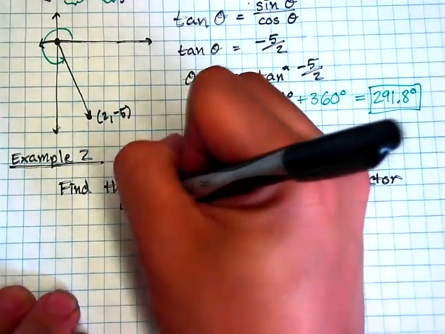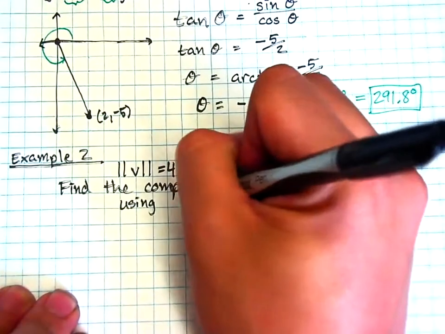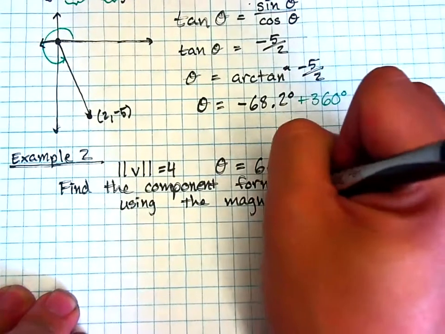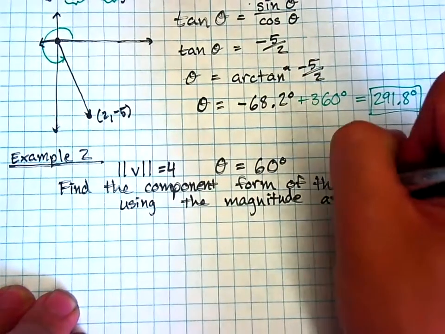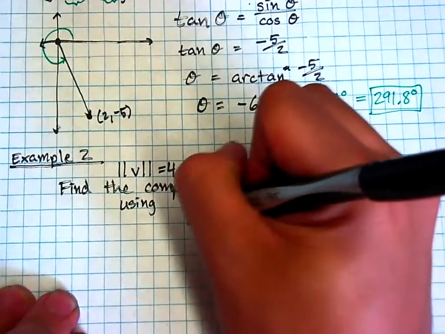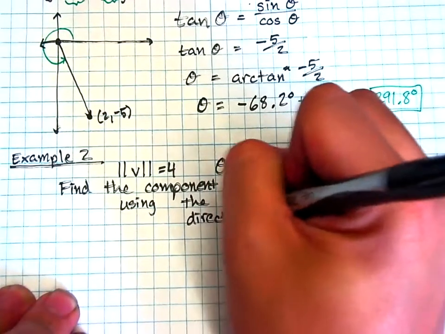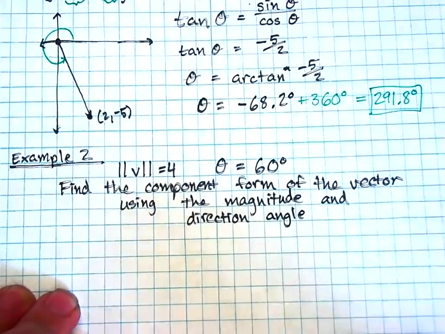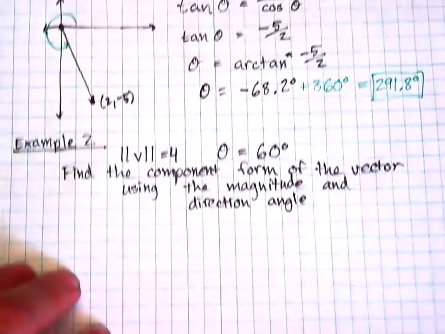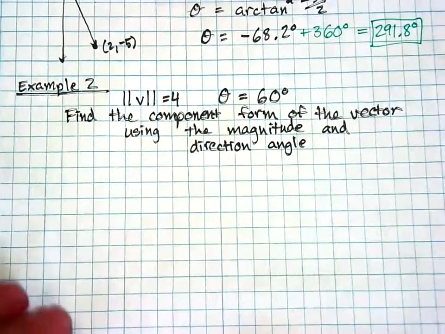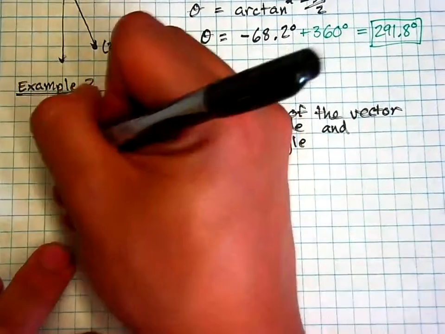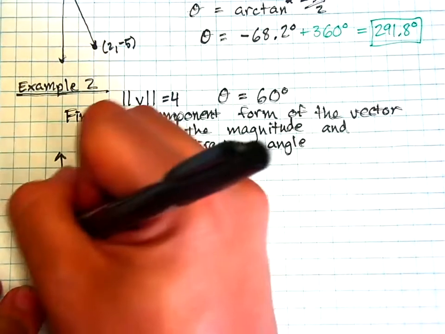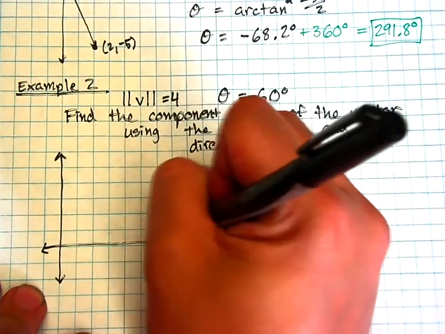Using the magnitude and direction angle. Okay, so with that, what is going to really help us out is actually using a drawing. So I'm going to sketch in real quick. You don't have to make it super accurate because that's actually what we're trying to figure out.